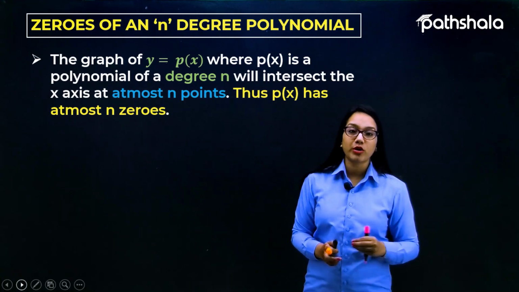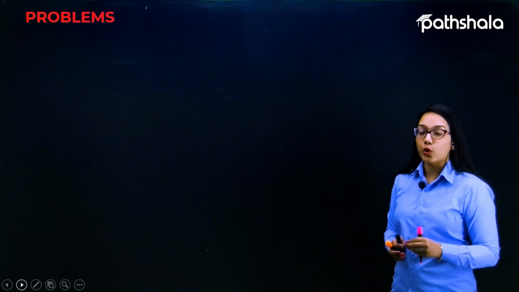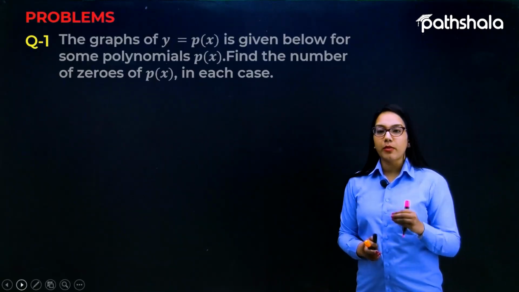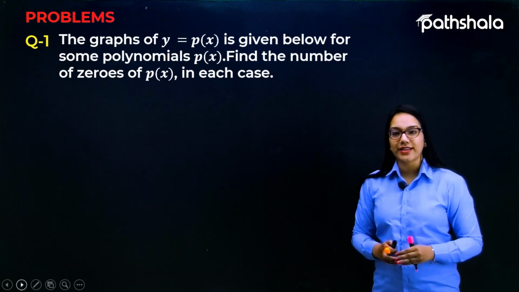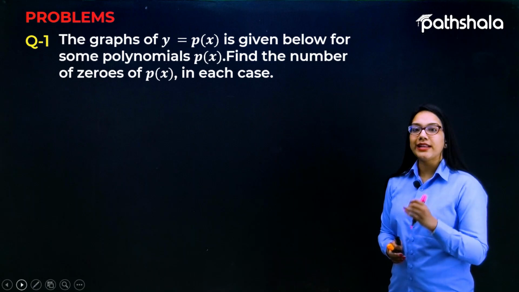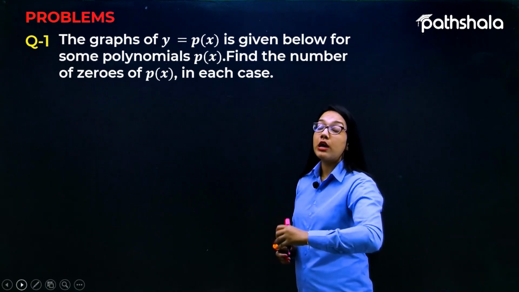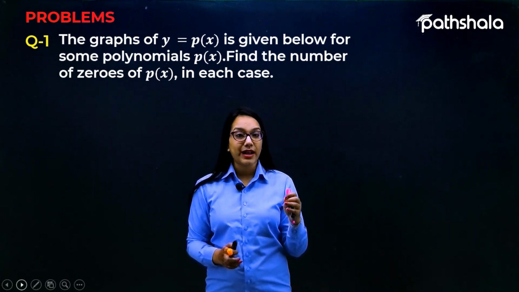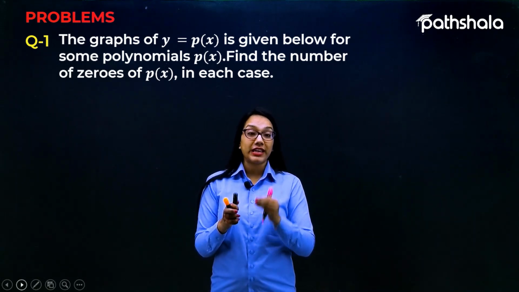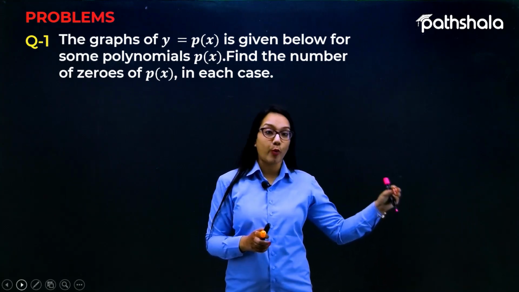Now let's talk about some problems related to it. Let us take problem number 1. It says that the graph of y is equal to p of x is given below for some polynomials. Then find the number of zeros of p of x in each case. So we have to see whether the graph is intersecting the x-axis, and at how many points.